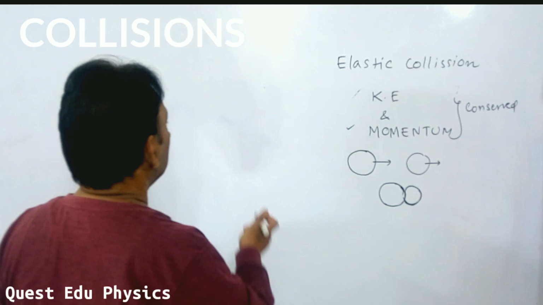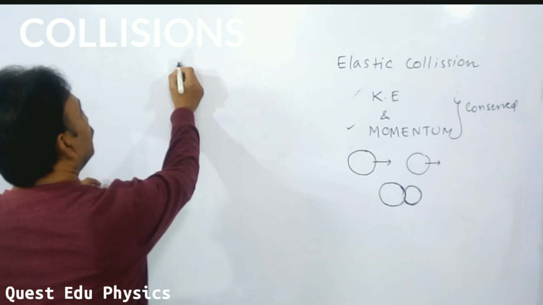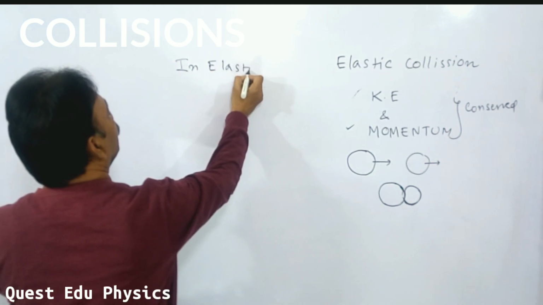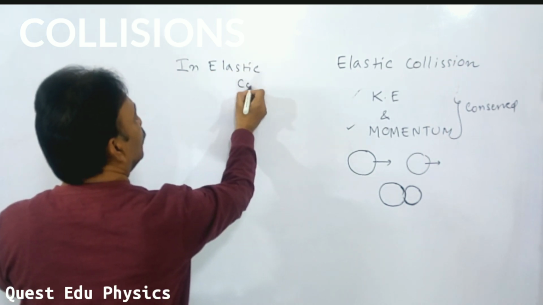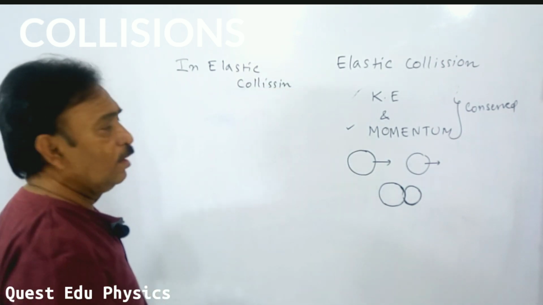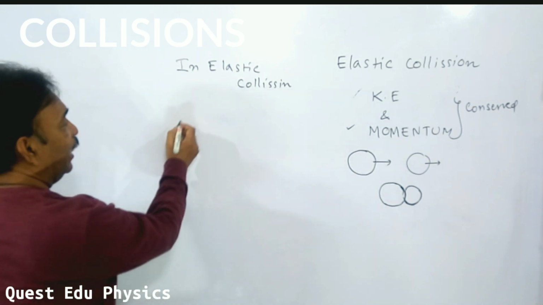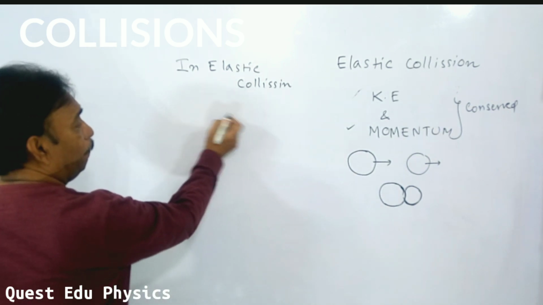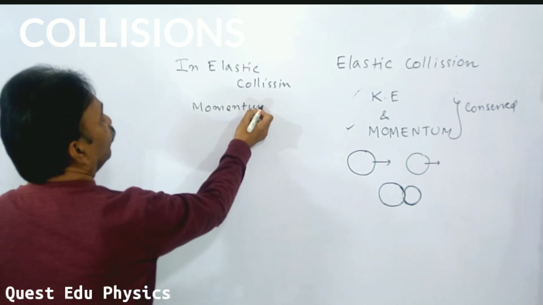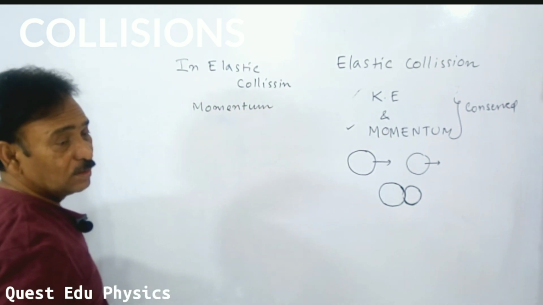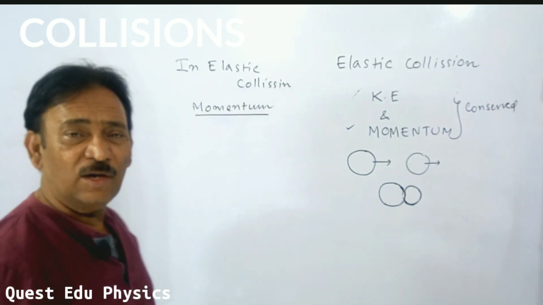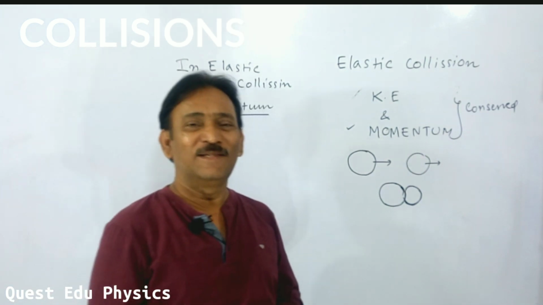And the second one, inelastic or non-elastic. What is the inelastic? Here it is a simple answer, students. A collision in which only the momentum is conserved. Okay, students, only the momentum is conserved. Such kind of collision is known as inelastic collision.